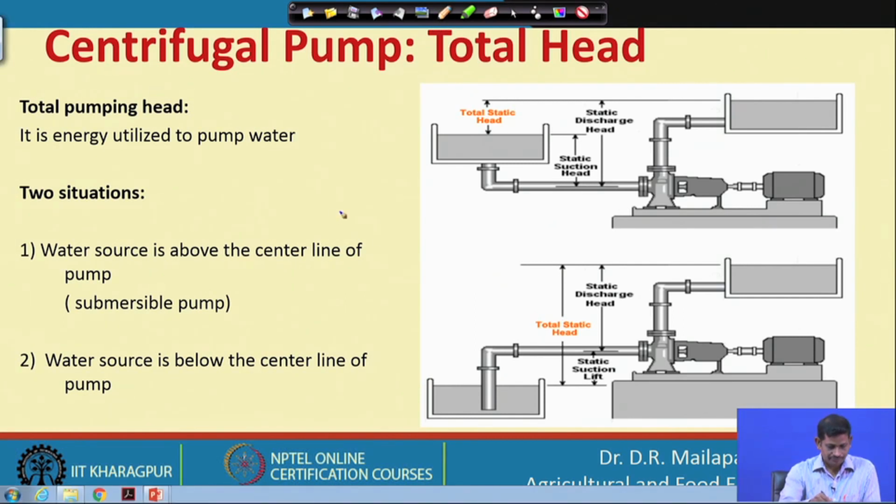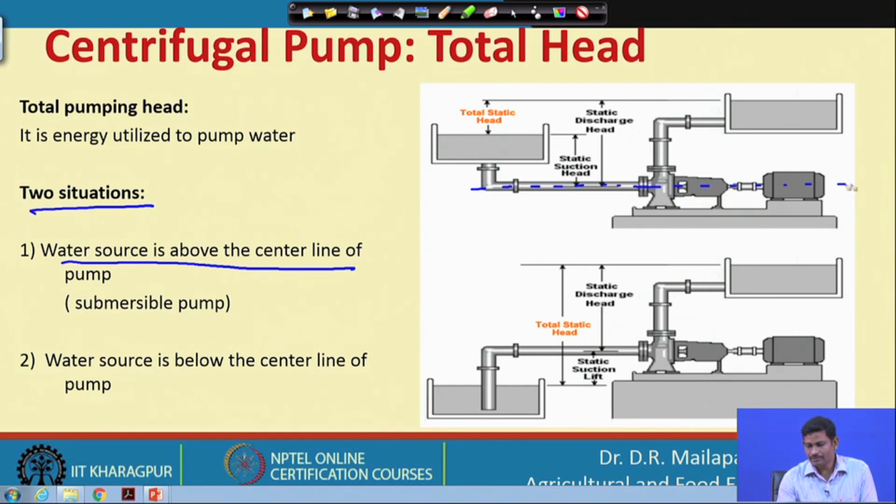Okay, so here there are two situations you can see, based on the location of the water source. The water source is above the center line of the pump, and the water source is below the center line of the pump. For example, here this is the center line of the pump. In one case the water source is above, and in the other the water source is below. In both cases we are going to see what the total head is.